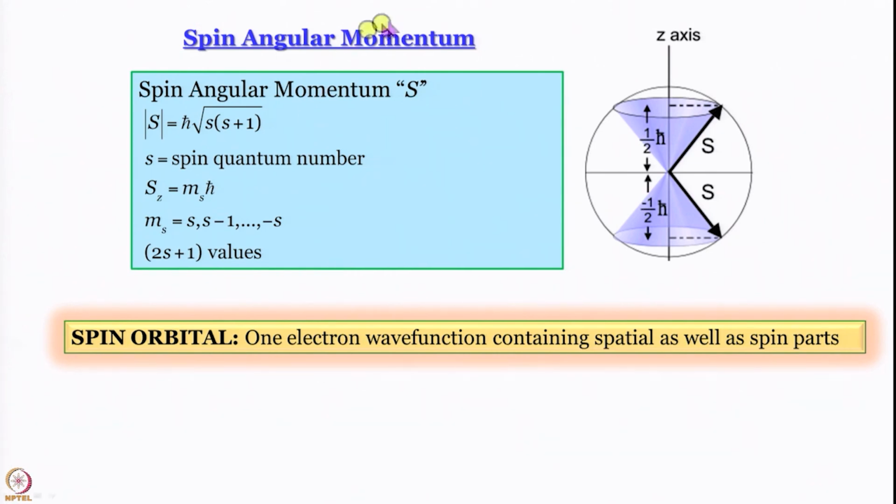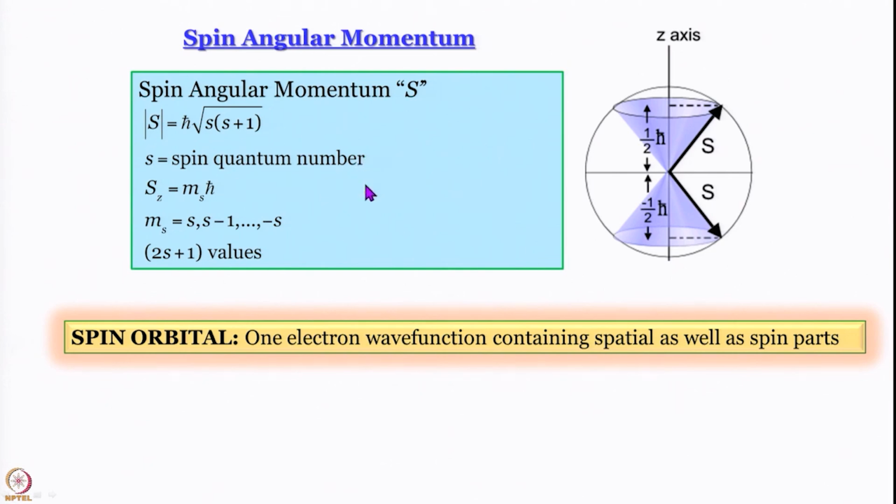Remember, electrons are associated with this strange quantity called spin, and spin is essentially associated with an angular momentum. The spin angular momentum is given by h cross multiplied by root over s into s plus 1, where s is the spin quantum number which is characteristic of the particle. So, for electron, spin quantum number is half.